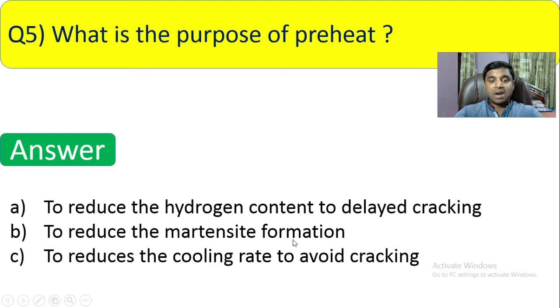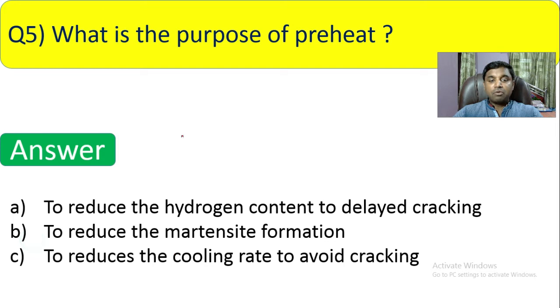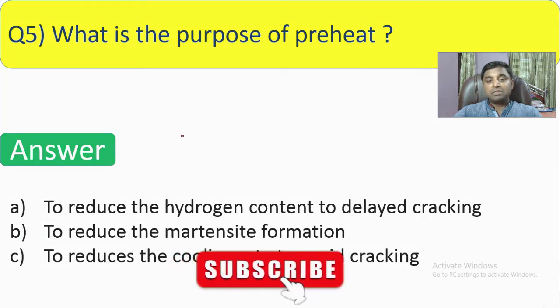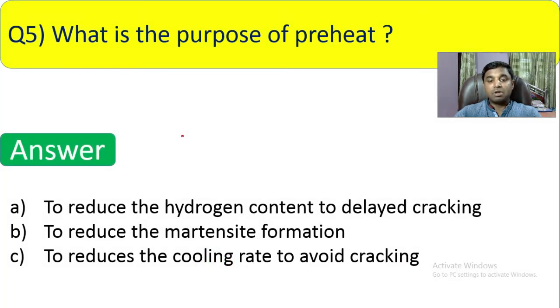Next is to reduce the martensite formation. With preheat, your cooling rate will be slow. If the cooling rate is very high, what will happen? Very hard material will be generated, that is called martensite. So to reduce the martensite, we need to preheat. And to reduce the cooling rate to avoid cracking: if the cooling rate is high, then cracking may occur. That's why we use preheat to reduce the cooling rate and to avoid cracking.